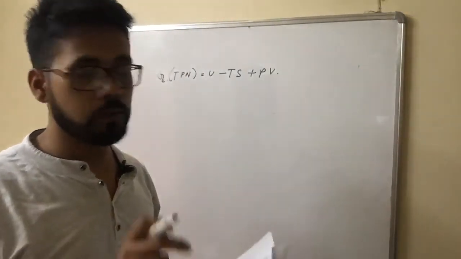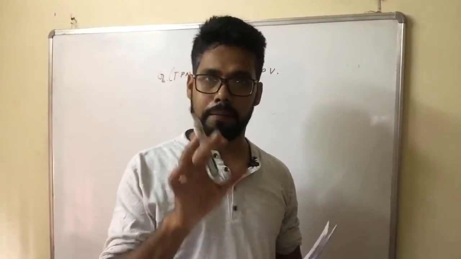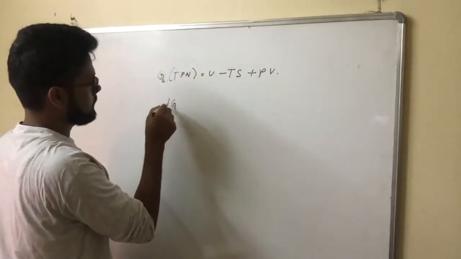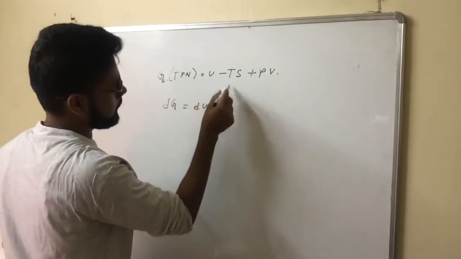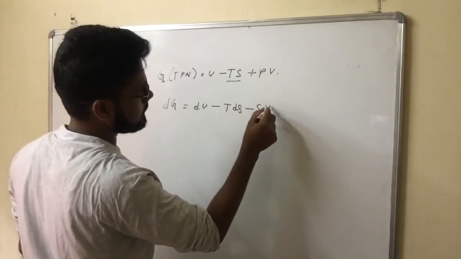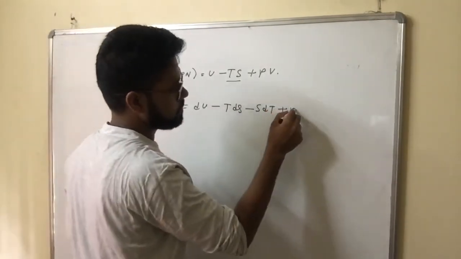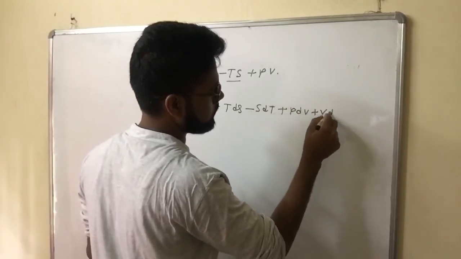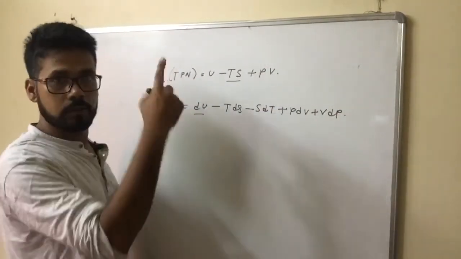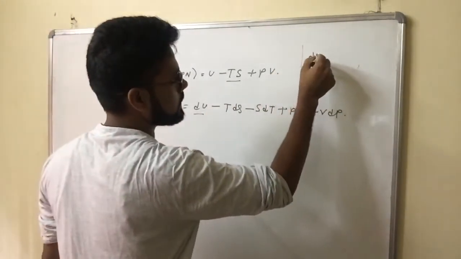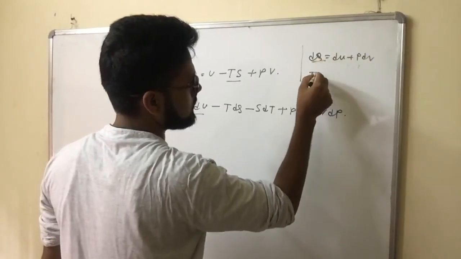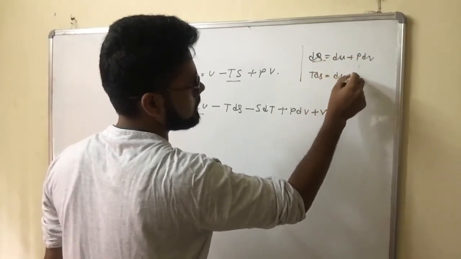This question comes in the 2017 NET exam, a 5 mark question. And how can you calculate? This is simple. Just take the differentiation. dG is equal to dU minus TdS minus SdT plus PdV plus VdP. This is the first differentiation. Then what is dU? From the thermodynamical relation, dQ equal to dU plus PdV, dQ means TdS equal to dU plus PdV.